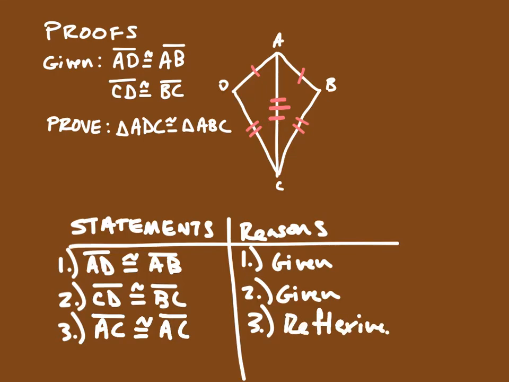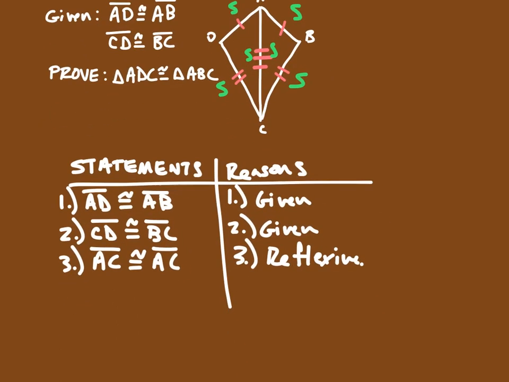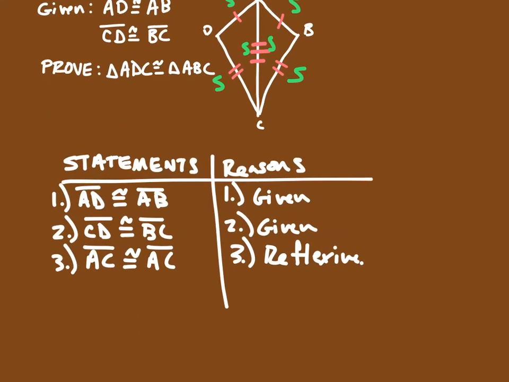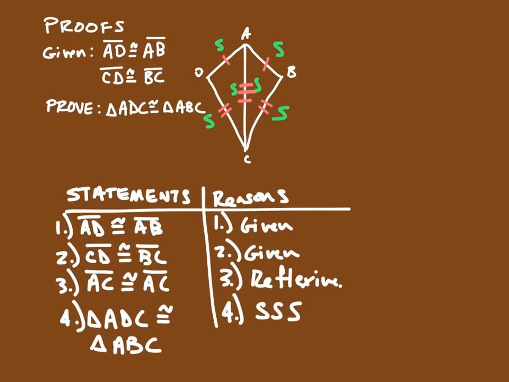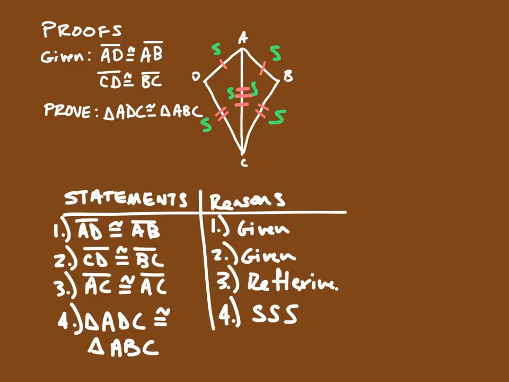All right, and now here's what I've got. From one triangle to the next, I've got a side, and a side that's congruent to a corresponding side, and a side. So what we can now prove, based on statement 4, is that triangle ADC is congruent to triangle ABC. And the reason that I can make that statement is because of the side-side-side congruency theorem, okay?